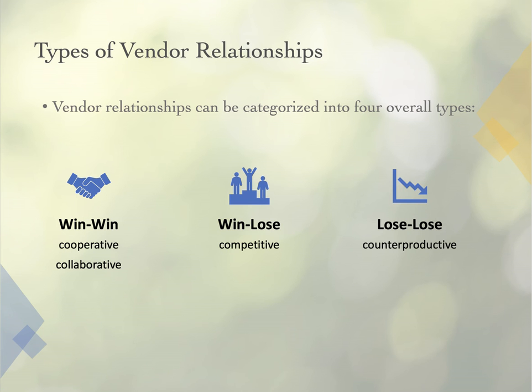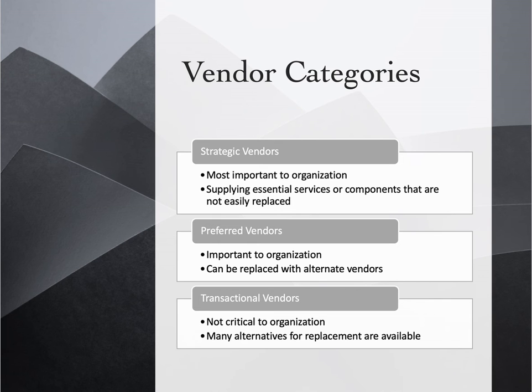So that really means that you want to look for win-win, where both the vendor and the organization have a long-term interest in continuing the partnership. You want to look for a vendor relationship that is cooperative and collaborative rather than competitive or even counterproductive. So naturally, you want collaborative relationships with your strategic vendors. You might be okay with having either collaborative or cooperative relationships with your preferred vendors. One could argue that even for transactional vendors, you want to be cooperative and not necessarily be competitive.